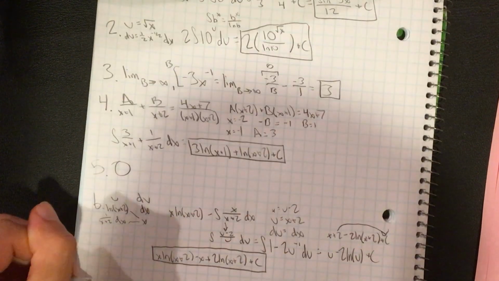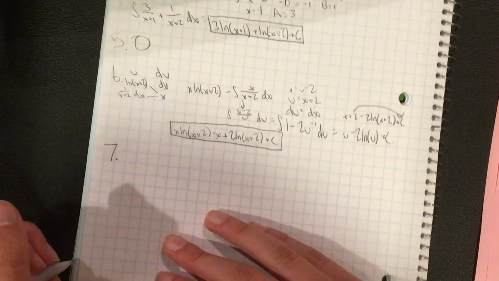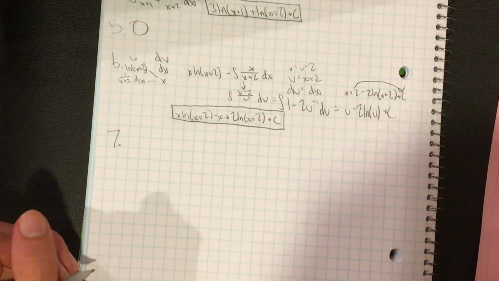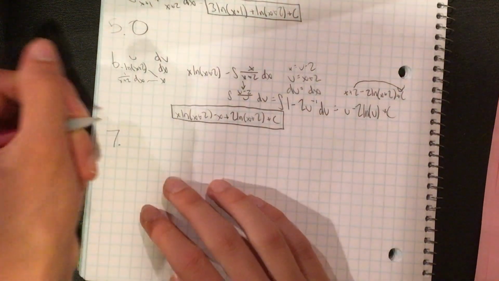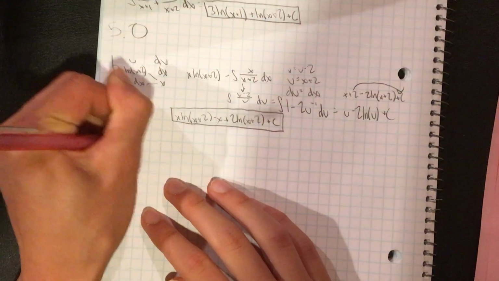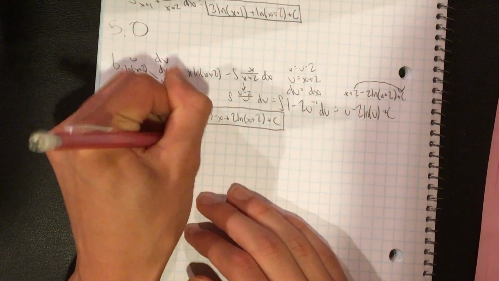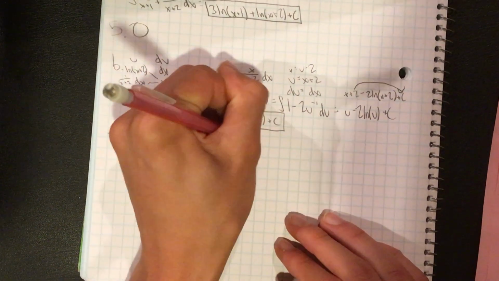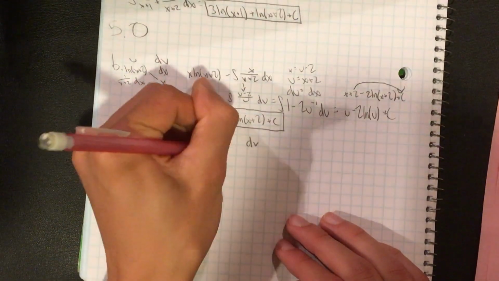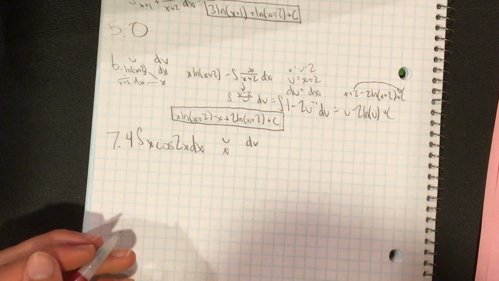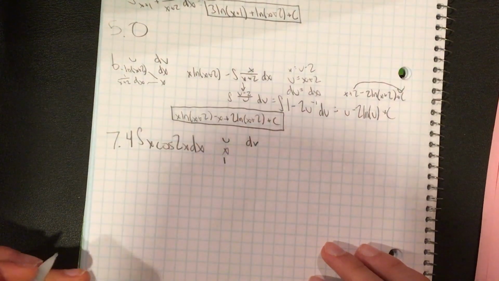On to problem 7. Perfect. All right, now problem 7, the first thing I'm going to do here is I'm going to factor out a 4. 4 times the integral of x cosine 2x dx. This is another integration by parts. Our x would terminate pretty quickly if we start taking derivatives, so I'm just going to do one step there.